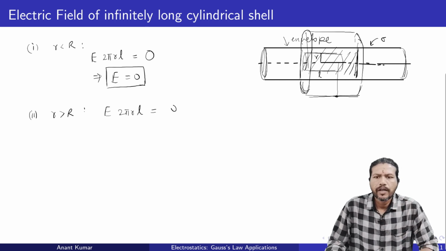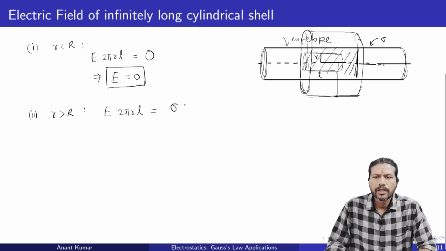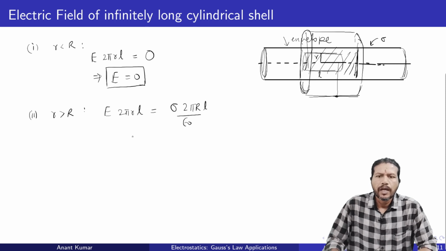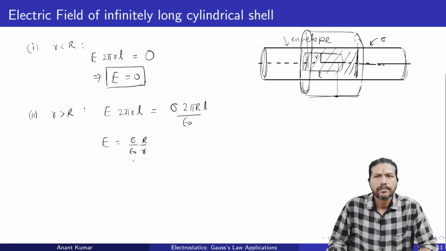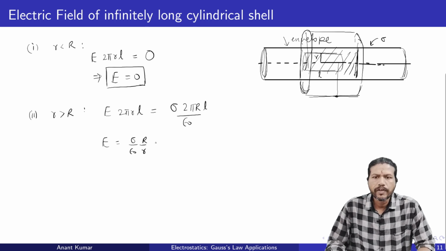Therefore, we should write down sigma multiplied by the curved surface area, which is nothing but 2 pi into capital R into the length, because it's a surface area, divided by epsilon naught, and that gives us once again the electric field as sigma by epsilon 0 into capital R upon small r. Fine. So the electric field once again turns out as 1 by r. It's very similar to the field because of a line charge.